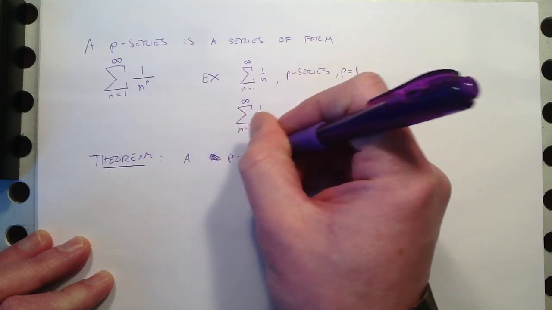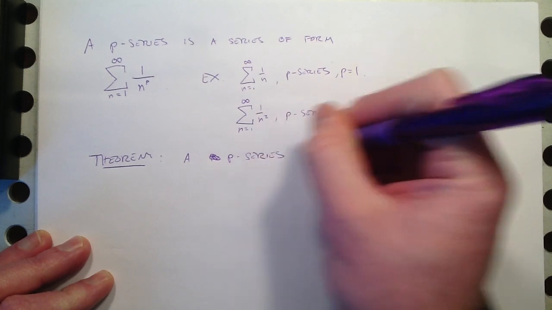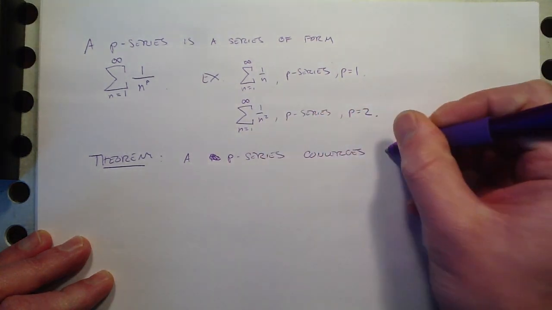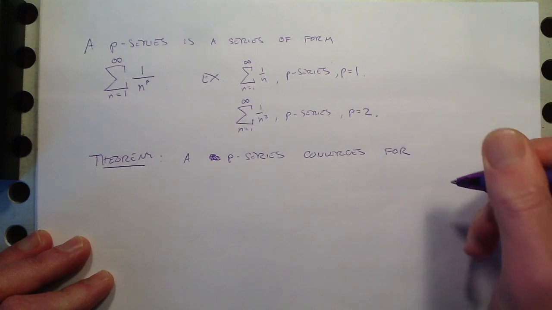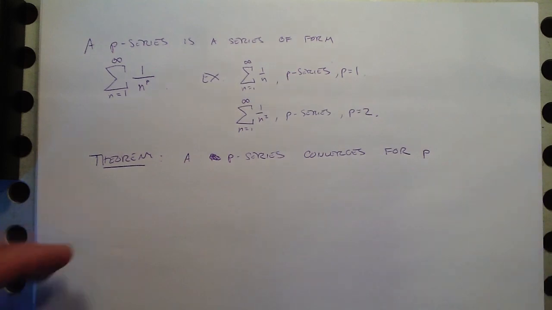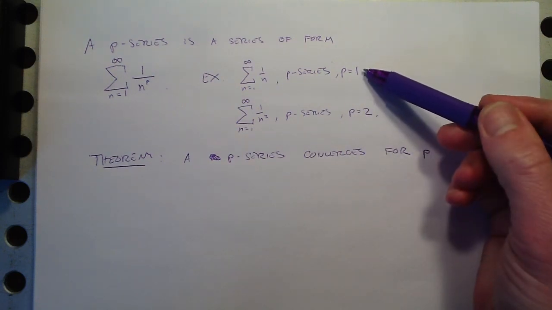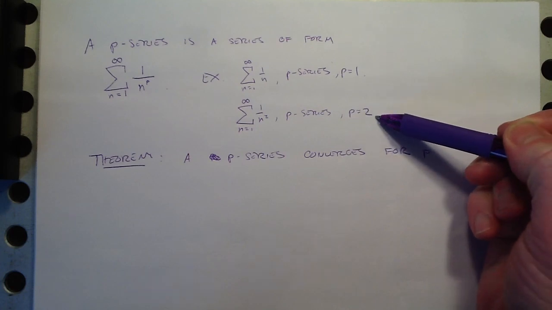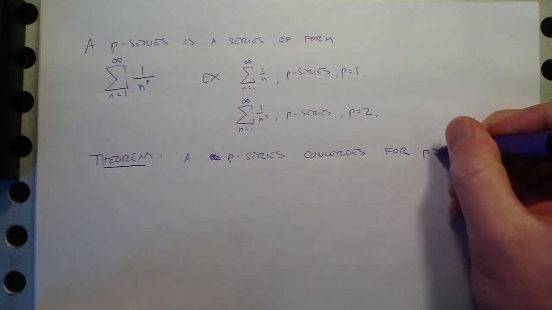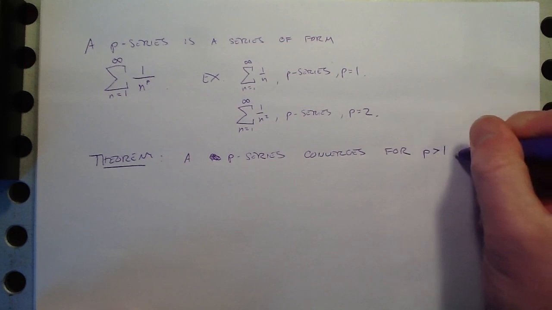A p-series converges for values of p. Now think about that for a second. What do the p's have to be greater than, less than, equal to? What seems to be true here? Well, they don't converge for p equals 1, but they do converge for p equals 2. And it turns out they'll converge for any p that's greater than 1.